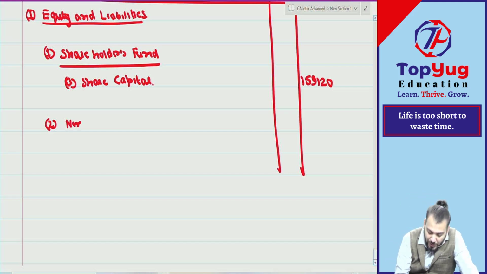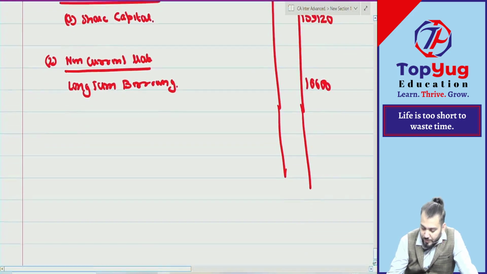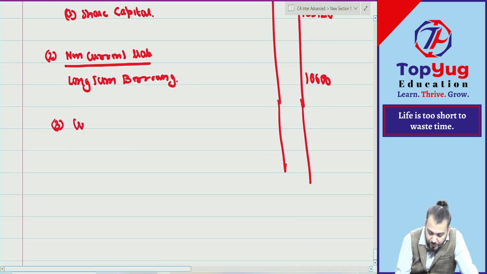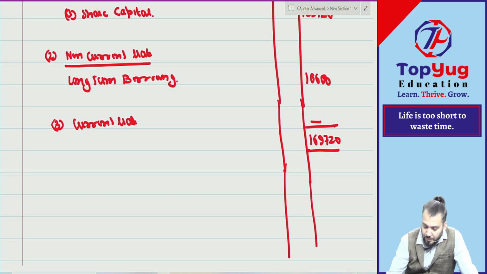So write down non-current liability. You can write down long-term borrowing. How much? 10,600. Then what? Current liability. Any current liability? Current liability is nil. Total is what? 1,69,720. Simple. Then point number 2, assets.